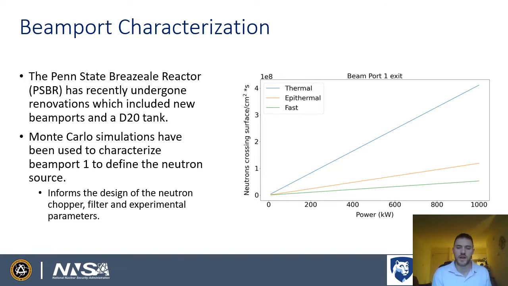So the figure on the right illustrates the flux spectrum as a function of power of the reactor operating, and the way that this was determined was the criticality source from the Penn State Brazil MCNP model was converted to a fixed source, and through variance reduction techniques, we were able to efficiently simulate the neutron flux at the outlet of this beam port. And we can scale this into 3 energy groups: thermal, epithermal, and fast, as a function of power.